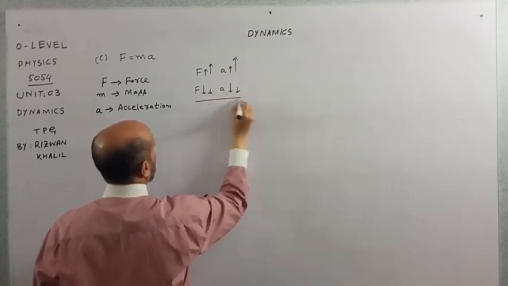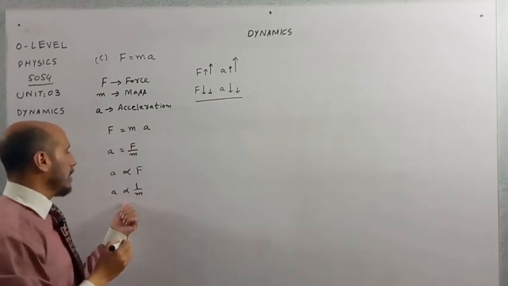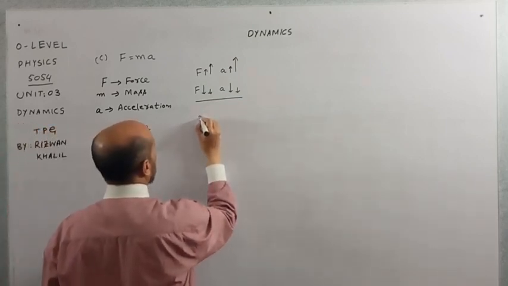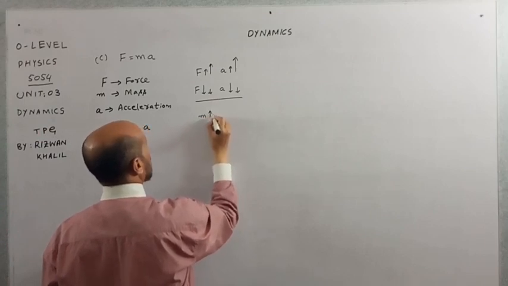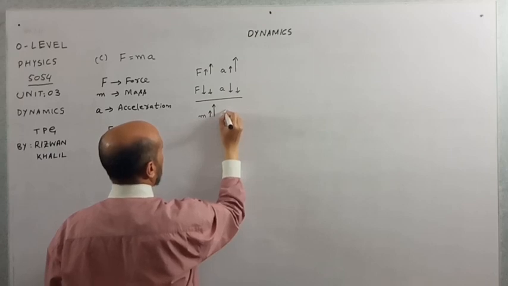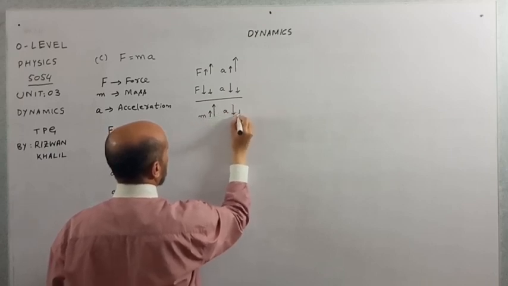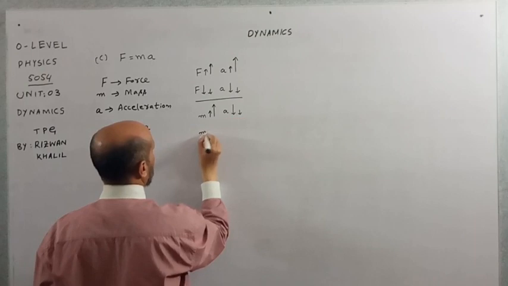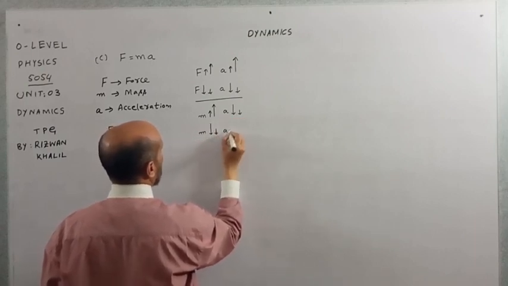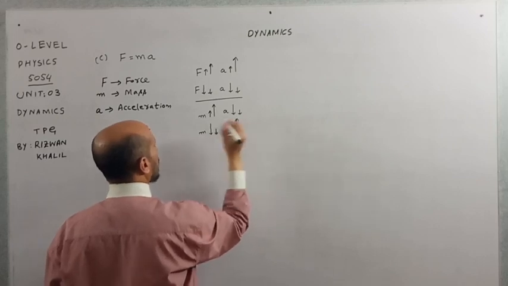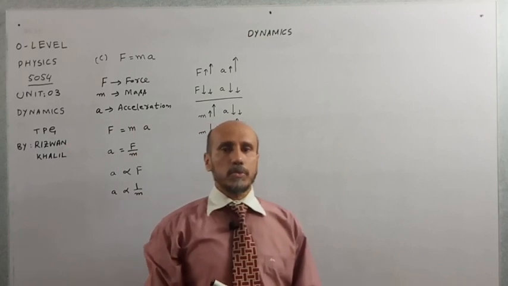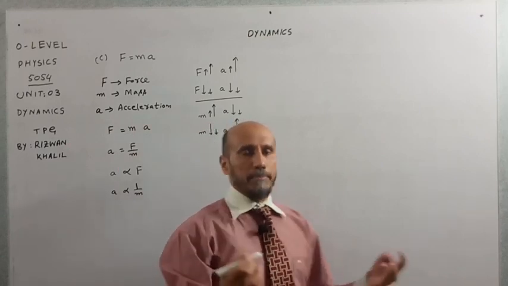But there is an inverse relation between acceleration and mass of the body. If the mass of the body increases, obviously it is a heavier body, then its acceleration decreases. And if it is a lighter body, if mass decreases, then obviously acceleration increases. So this is called Newton's second law of motion, F equals ma. We will solve one example.